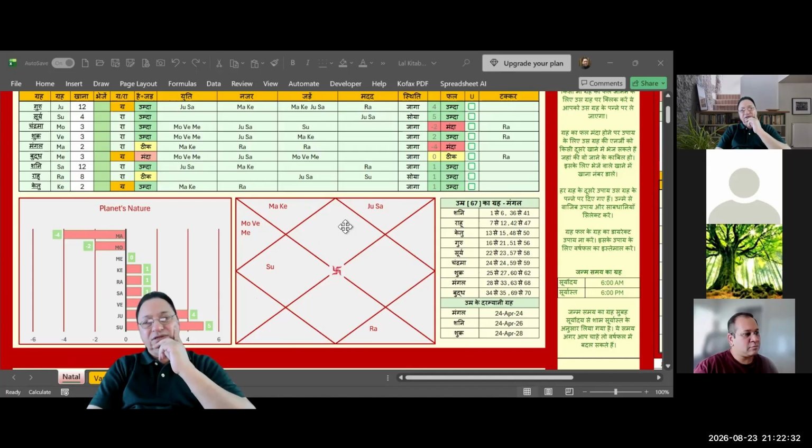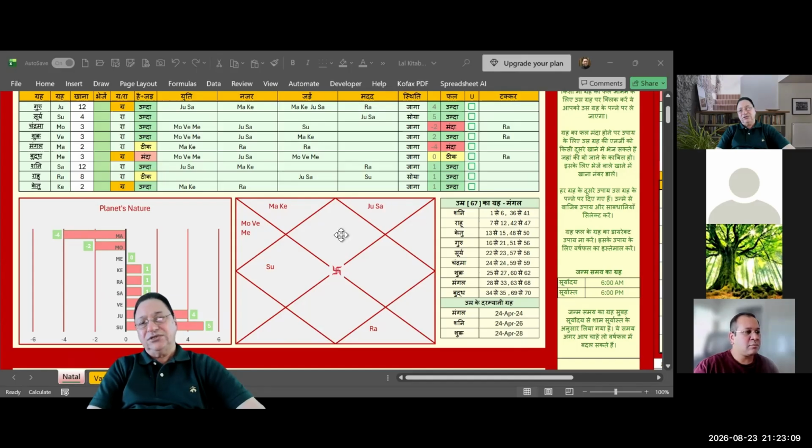which has 12 houses, and some planets are placed in each house. Getting this information is very easy. You can use any app. But what does this really mean? Just for the benefit of everyone who is there, these are 12 houses. This is house one, also called Khana number one. This is two, three, four, five, six, 7, 8, 9, 10, 11, and 12.